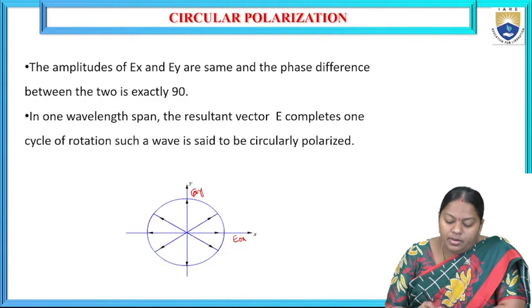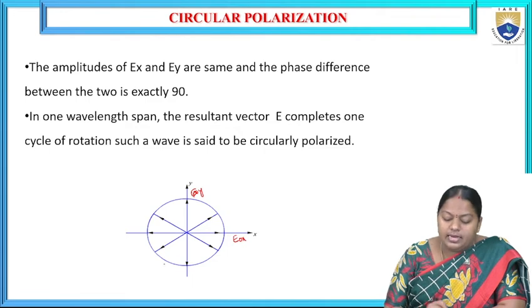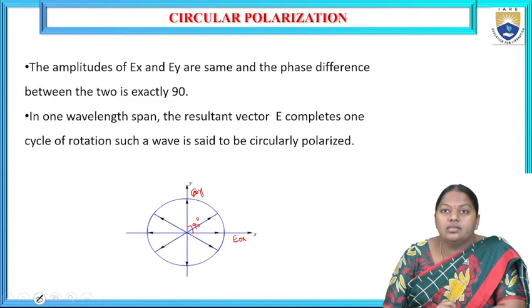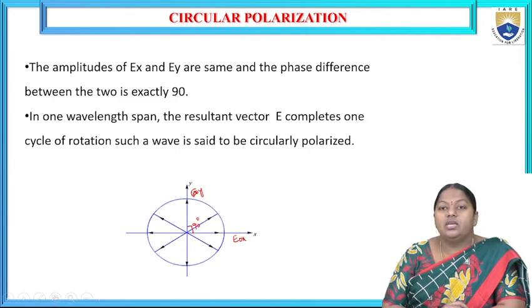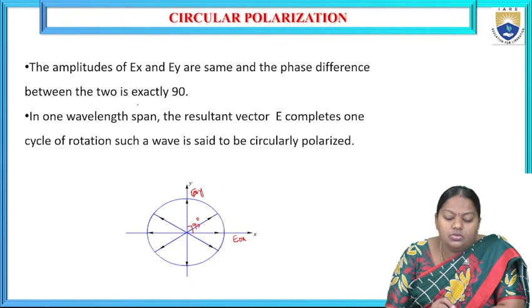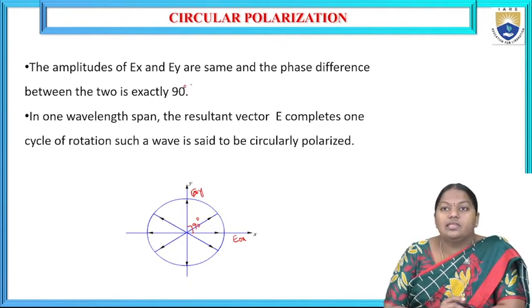But if you compare the directions, the magnitudes of those two will be exactly the same, and the angle between the two is exactly 90 degrees, then the wave is said to be circularly polarized, right? So the amplitudes of Ex and Ey are the same and the phase difference between the two is exactly 90 degrees, then the wave is said to be circularly polarized.